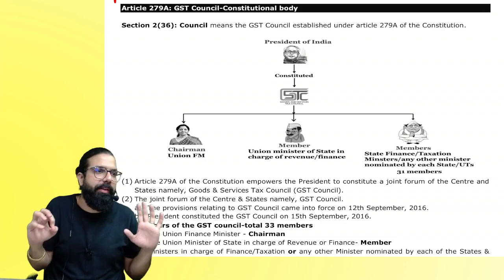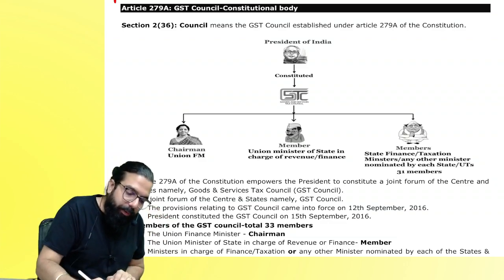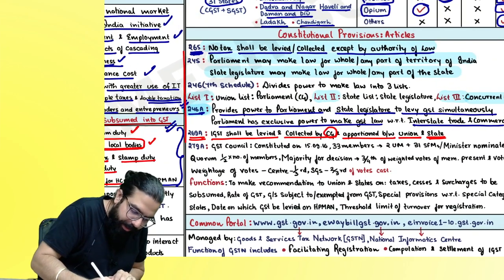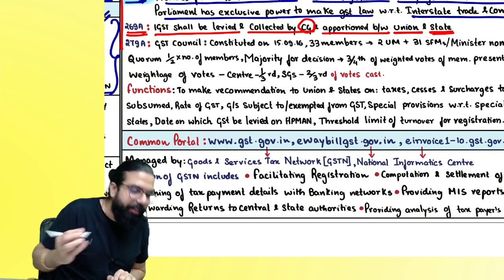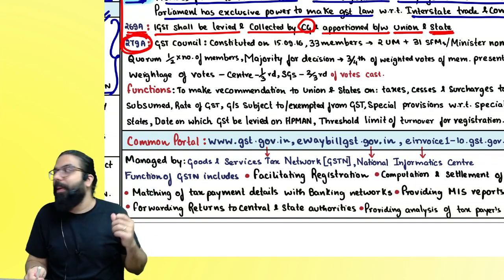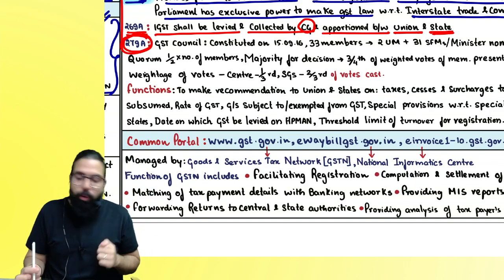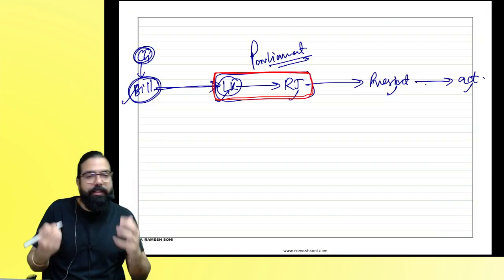Did you guys remember everything? Now, everything has been written here in serial order. Don't worry about it. Now, very, very important from the exam point of view is Article 279A. What is 279A going to talk about? Let's understand. Everyone, listen to me very carefully.